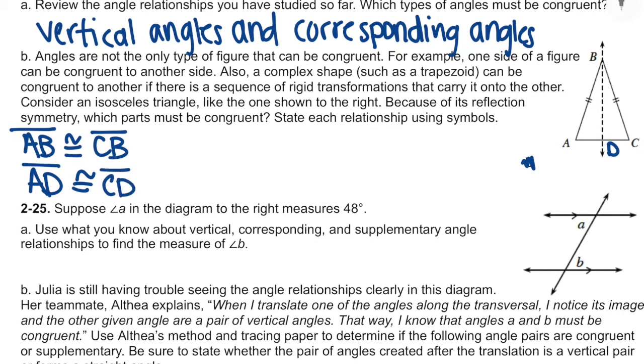And then if you really wanted to talk about the ones in the center, you could. So DB is congruent to DB. And we'll talk more about that in way later lessons, but that'll come up later. And then we can talk about angles. So angle A is congruent to angle C.